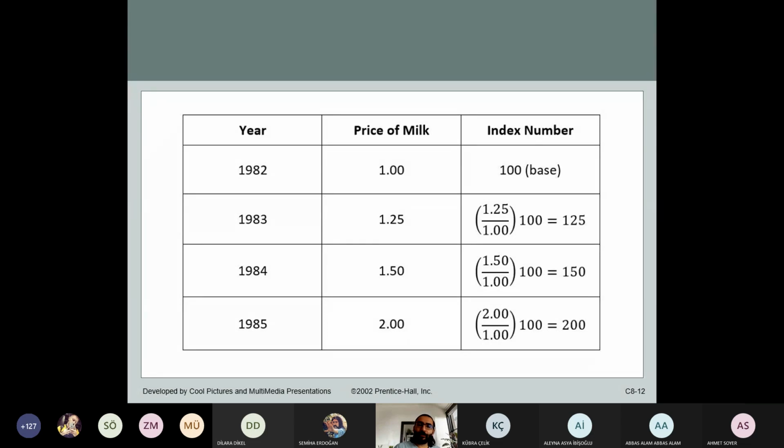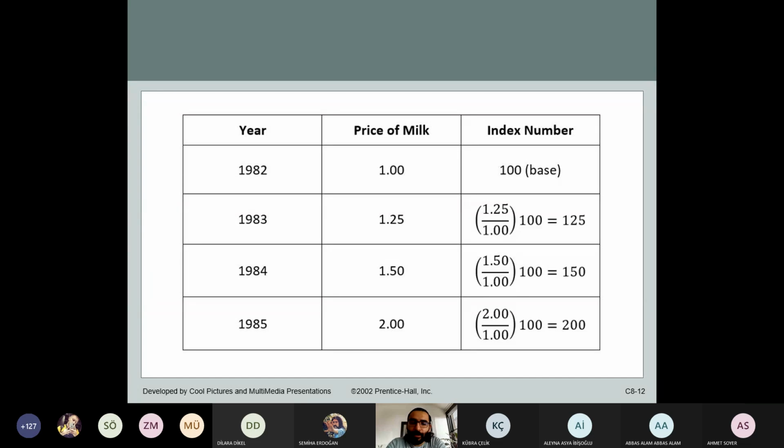write down the price of milk according to years, okay? In 1982, it was $1 for 1 liter. So you take that year, 1982, as your base year, okay? And after that, each year, you just look at the fluctuations. What was the price of milk in 1983? It increased to 1.25, okay?